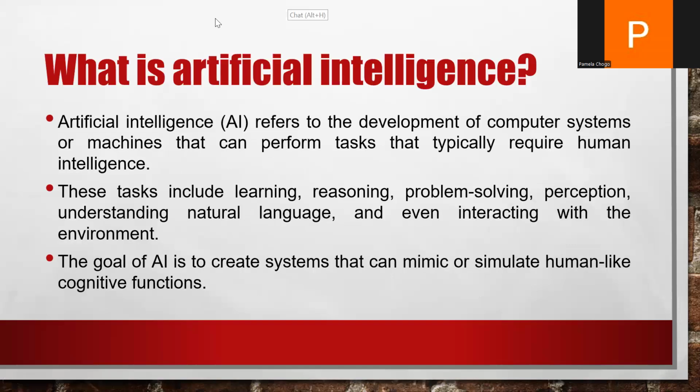So what is artificial intelligence? Just as I mentioned, artificial intelligence refers to the development of computer systems or machines that can perform tasks that typically require human intelligence. So human intelligence is required, but now we borrow this intelligence and give it to the computer.